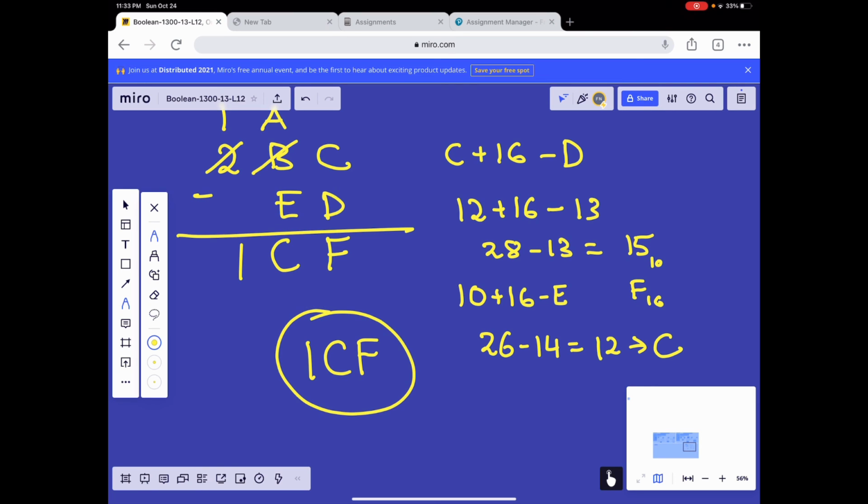That's your answer. So in this case, you need to borrow. If the small number cannot subtract the big number, you borrow 1. 1 in hexa equals 16. So you add 16 to the number before you subtract.